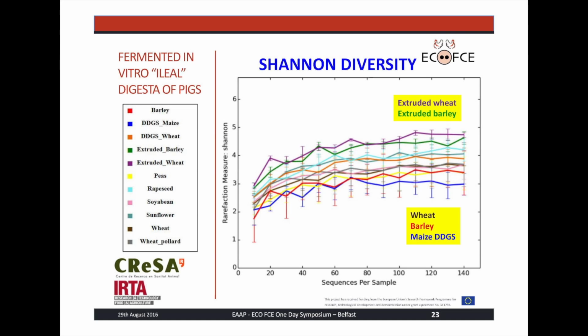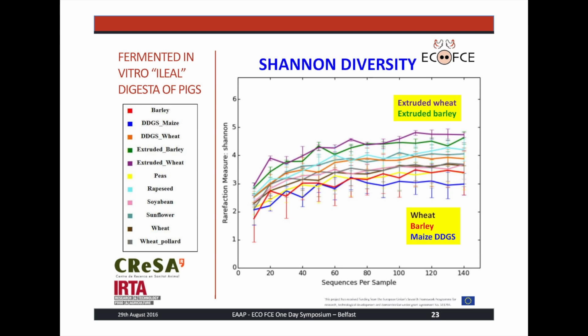The lowest diversity is with the maize DDGS, and also then wheat and barley. You can see barley here in red, sorry, and wheat here in brown. They are quite low, but when we extrude wheat and barley, we increase the diversity. So extrusion seems to increase the diversity of the microbiota in wheat and barley, and then this maize DDGS, which has already been fermented, results in the lowest diversity, which also makes some kind of sense.